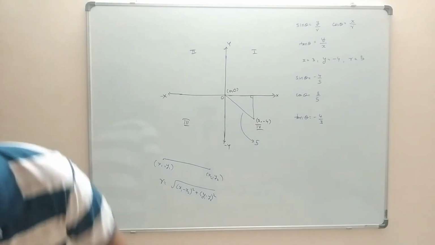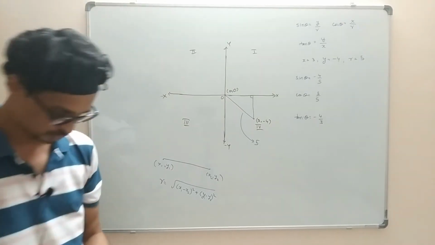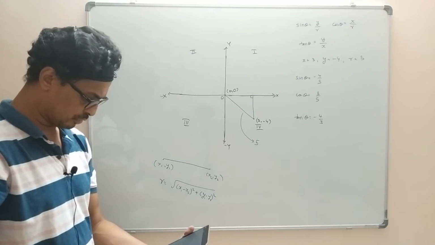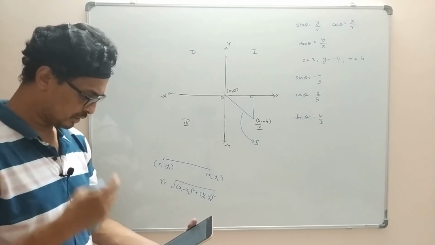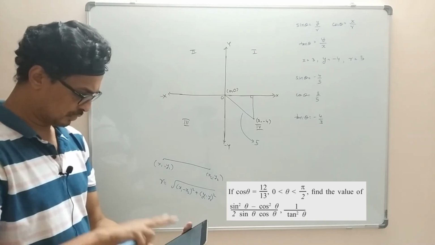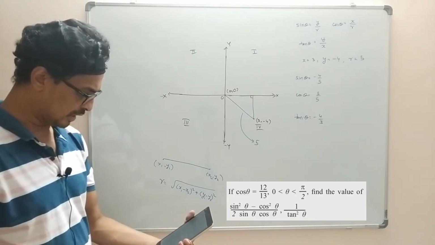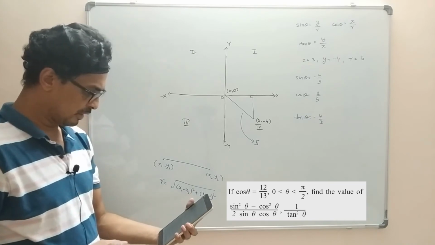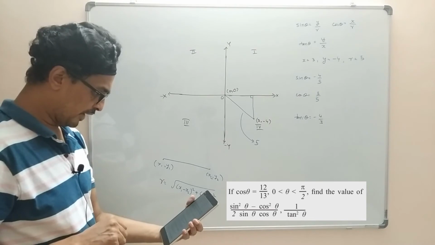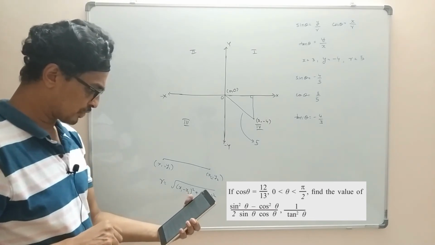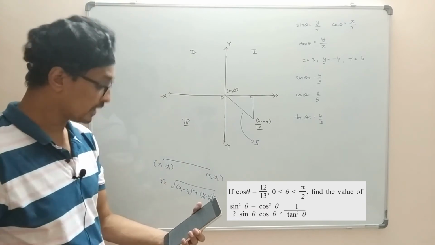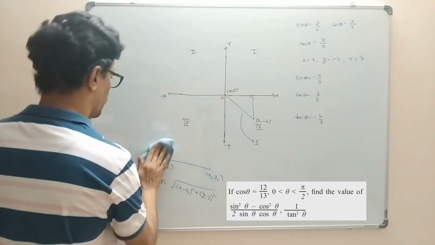Okay, so let us do one more example and we will stop. The rest of the things you can do on your notebook and check the answers given below. Let us take problem number 7. What is given is, if cos theta is 12 by 13 and theta lies between 0 and pi by 2, find the value of (sin square theta minus cos square theta) upon 2 sin theta cos theta, and 1 by tan square theta.